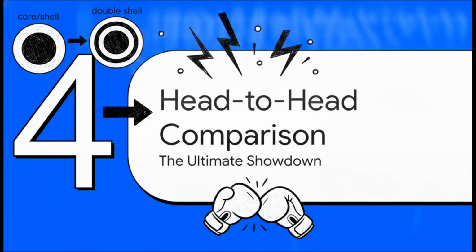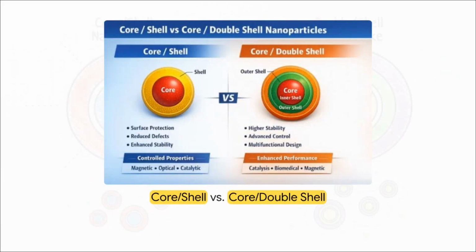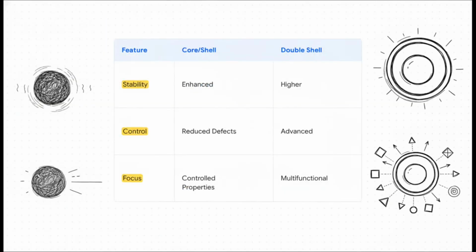All right, section 4, head-to-head comparison, the ultimate showdown. It's time to look at the metrics together to really understand the value of that second shell. Seeing them side by side makes the jump in complexity beautifully clear, right? Red and yellow on the one hand versus red, green, and orange on the other. But how does that structural change actually translate into performance? Let's walk through this direct side-by-side breakdown based entirely on our source diagram.